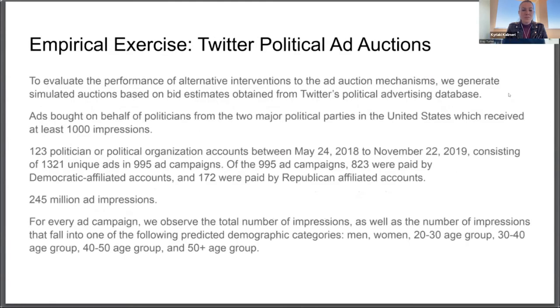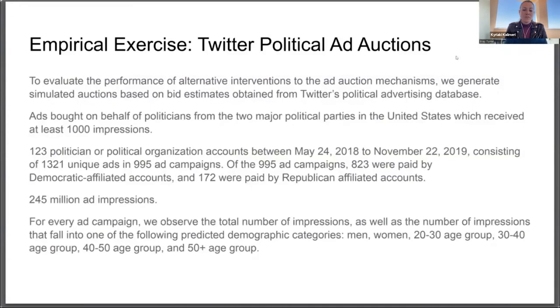So I'll talk a bit about the data that I use to learn about bid distributions in real life. I'm using data from Twitter's political advertising database, which includes ads that were purchased on behalf of politicians from the two big parties in the US, which received at least 1,000 impressions. To give you a sense of scale, there were about 120 politicians or organizations that bought these ads between May 2018 and November 2019. We have about 1,300 unique ads, and they ultimately amount to about 250 million ad impressions in total. And what do we observe in the Twitter data?